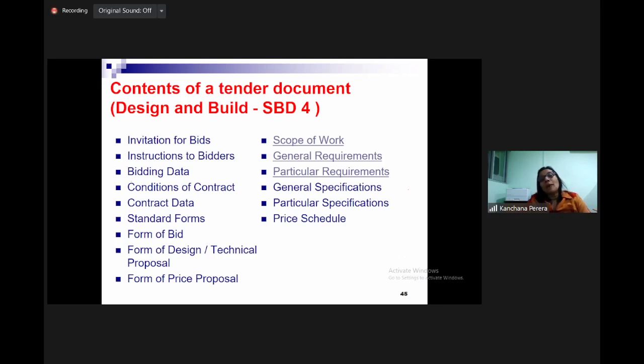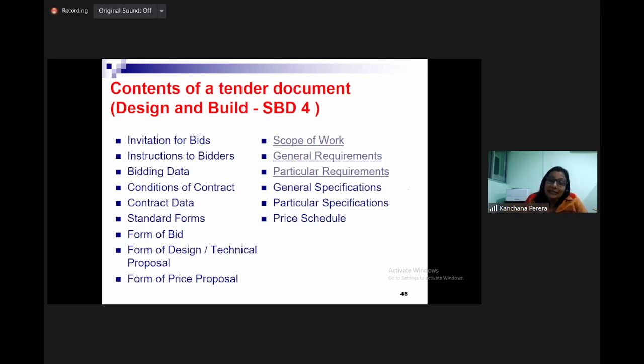Then scope of work or client's requirement, very important in a design and build project, otherwise we will be in trouble. You all should know that client's requirement is very important. Why? We don't have that much detail. Then in addition to that, we may provide conceptual drawings, right? Scope of the work and general requirements, those clients' requirements, both come under client's requirement. So those are generic information, as well as we need to provide conceptual drawings.